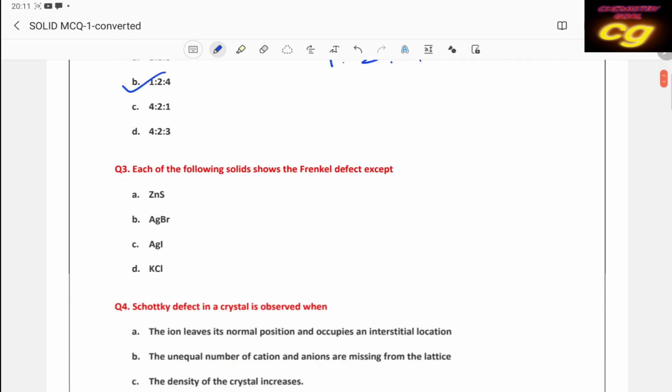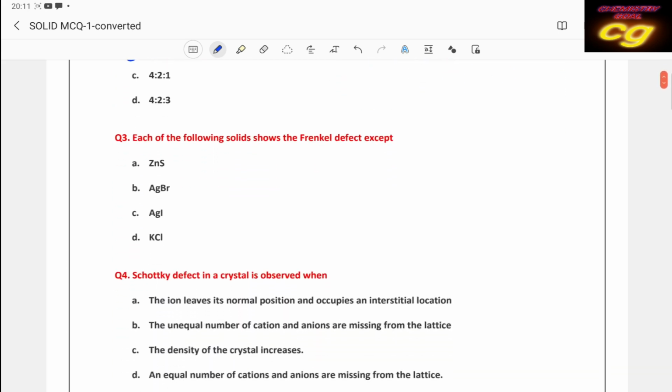So third question: each of the following solids shows the Frenkel defect except which one? That means which solid does not show the Frenkel defect. We know zinc sulfide shows Frenkel defect, silver bromide shows Schottky defect and Frenkel defect, silver iodide also shows Frenkel defect. Then potassium chloride, a halide of an alkali metal, generally shows only Schottky defect.